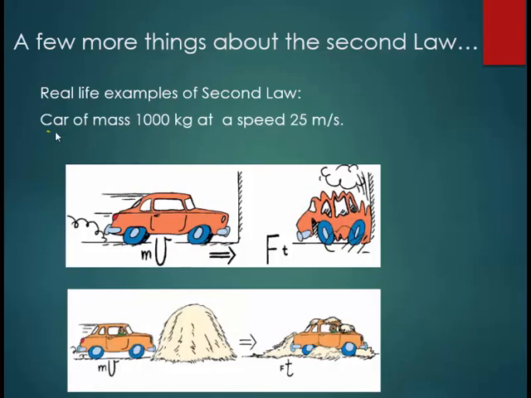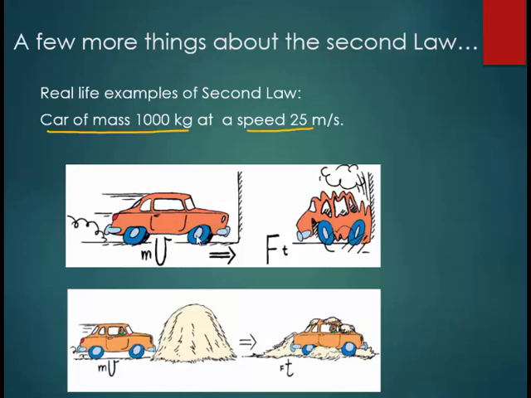Let us say we have a car of mass 1000 kg which is moving at a speed of 25 meters per second. Let us say it is out of control. Now it has two options. It can crash into a concrete wall or it can crash into a haystack. Obviously, the driver will prefer to crash into the haystack. This he will do spontaneously. What is the physics behind it? Yes, it is the second law of motion. So let us analyze these two cases.